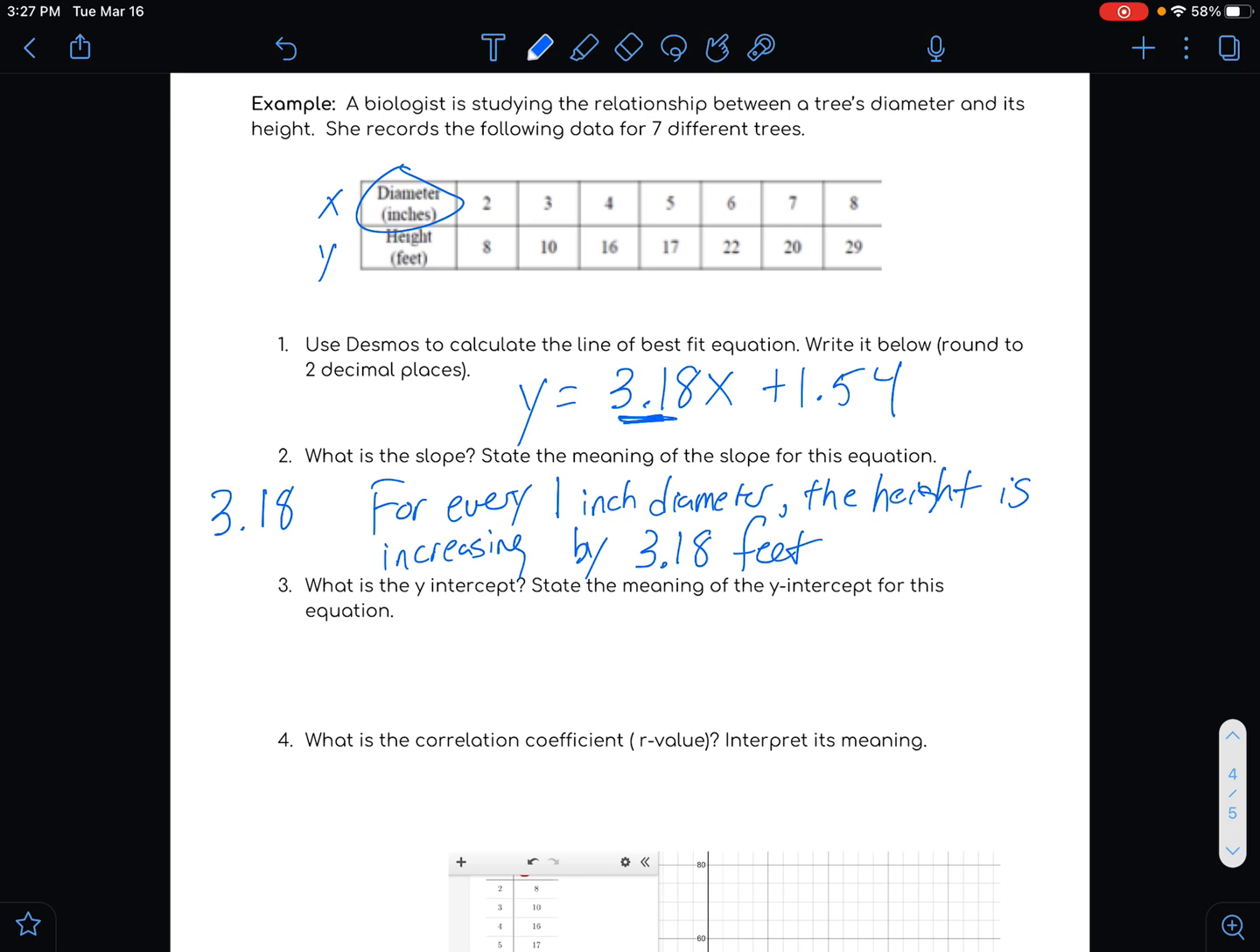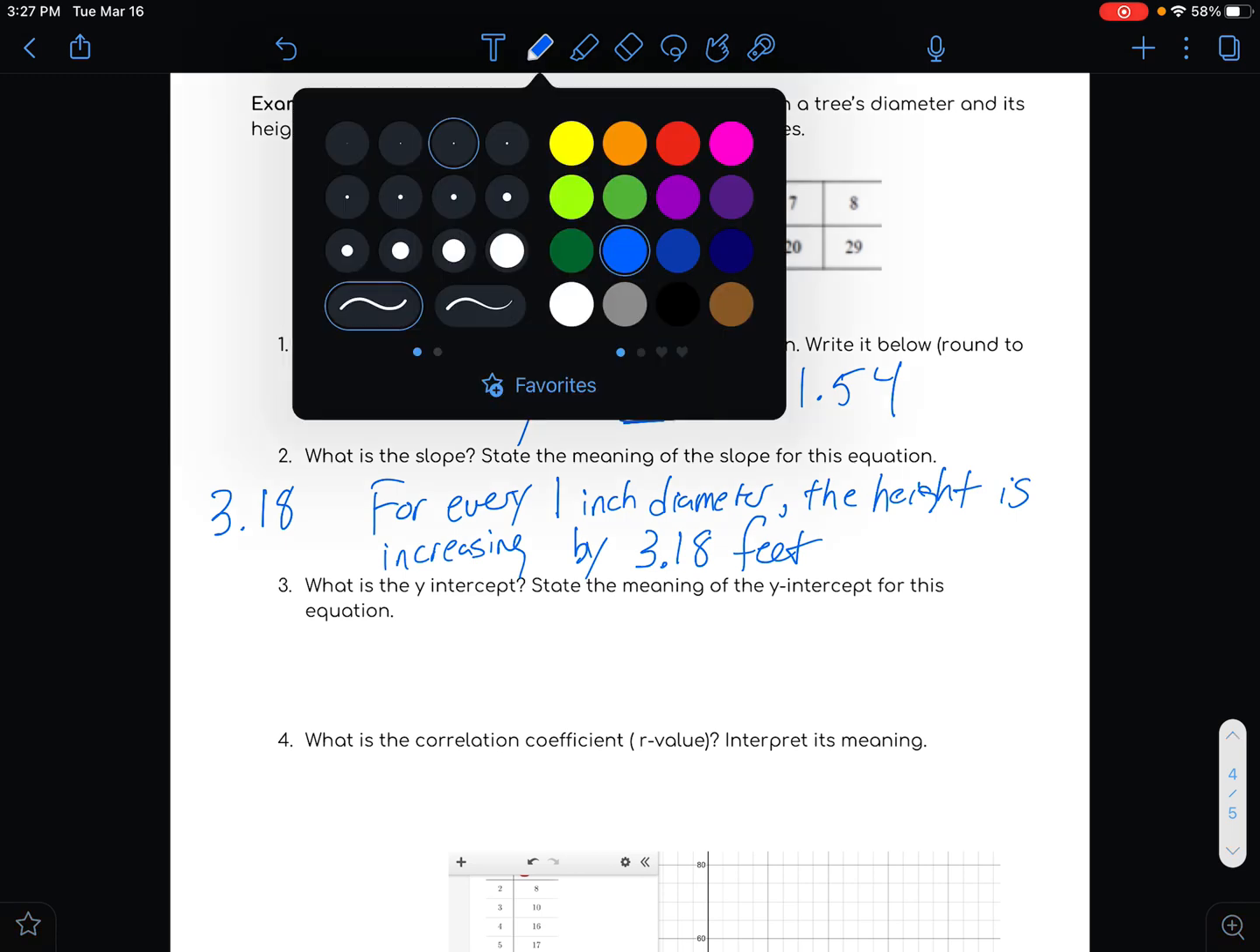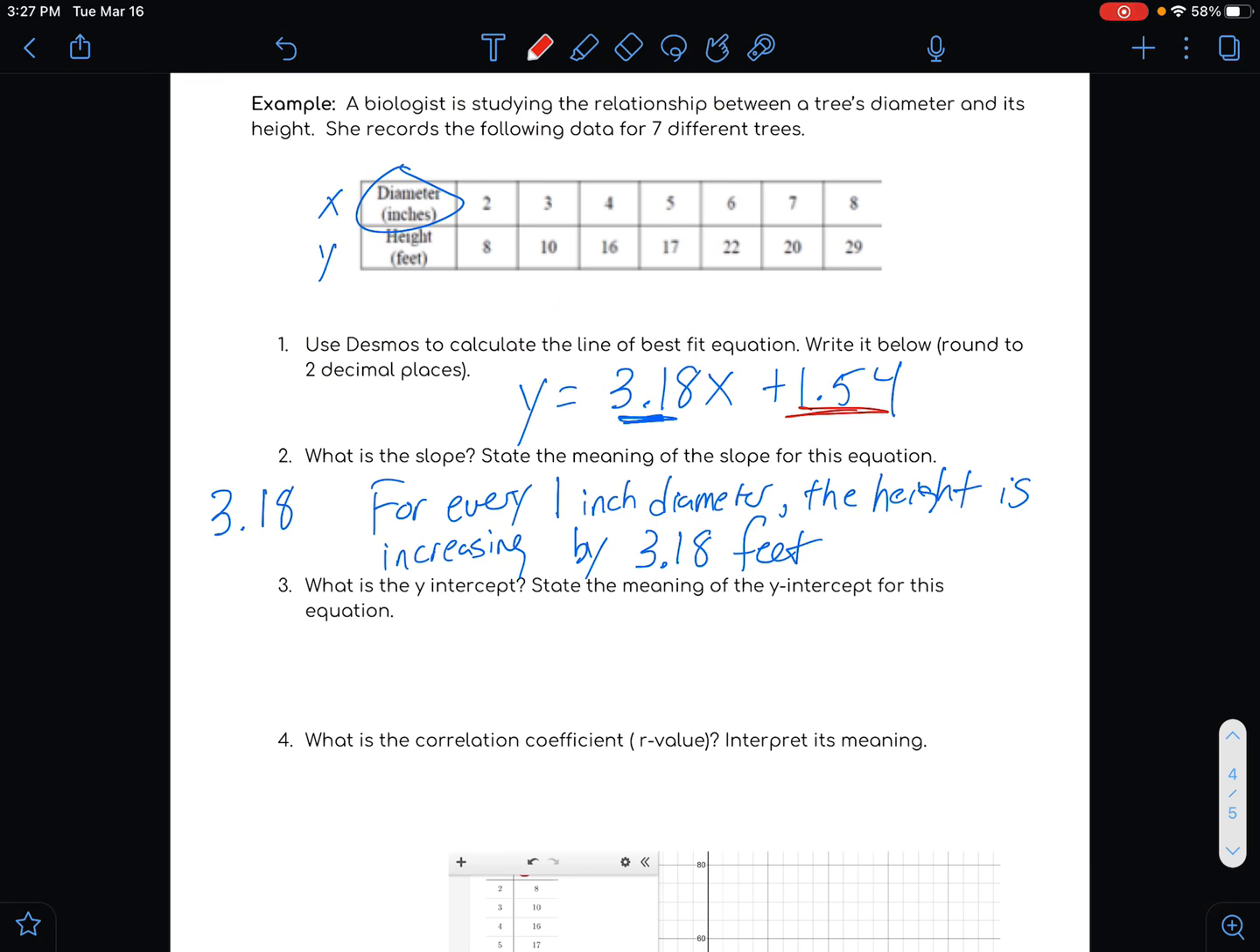We've practiced that a few times. Hopefully that makes sense. The y-intercept. So the y-intercept value here was 1.54. Remember, y-intercept on a table is across from 0. Now, we don't have 0 on our table, so we're going to have to interpret this. So our y-intercept is 1.54. And so that means for a 0-inch diameter tree, the height is 1.54 feet.